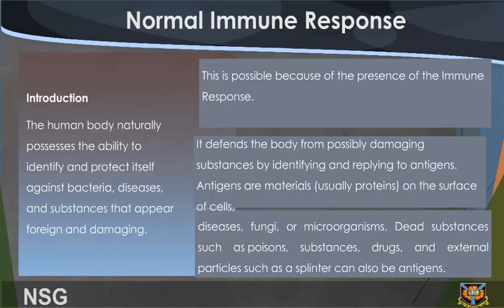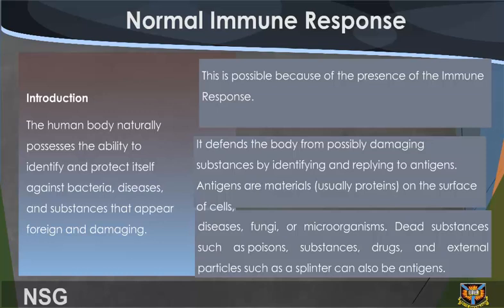Introduction. The human body naturally possesses the ability to identify and protect itself against bacteria, diseases, and substances that appear foreign and damaging. This is possible because of the presence of the immune response. It defends the body from possibly damaging substances by identifying and replying to antigens.